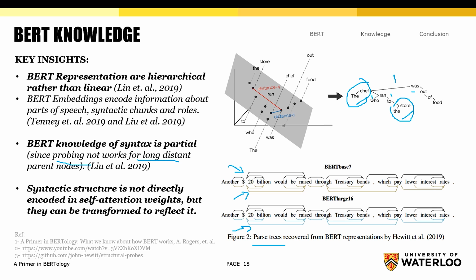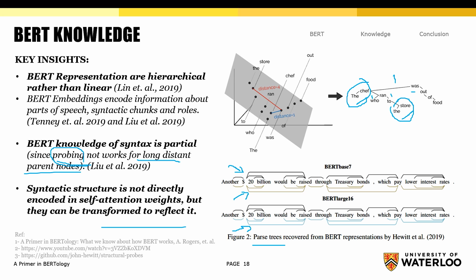So syntactic structures are not directly encoded in self-attention weights, but they can be transferred to reflect them. If you directly use self-attention weights, maybe you won't achieve a similar result, but if you learn a transformation and apply it to these attention weights, you can achieve a similar result.